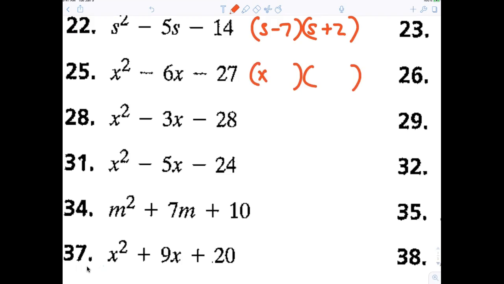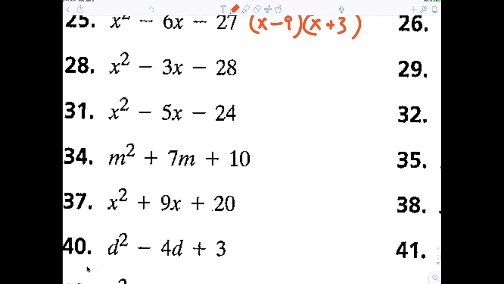So do the X and plus 3, and from X minus 9 and X plus 3. That's how simple it is, guys. Right? X minus 9, X plus 3. Okay, go ahead, Hanson. X minus 7 and then x plus 4. Beautiful. All right, I'm feeling good.